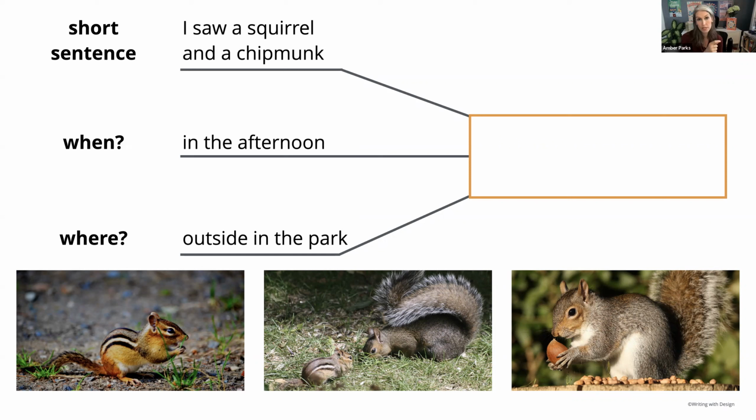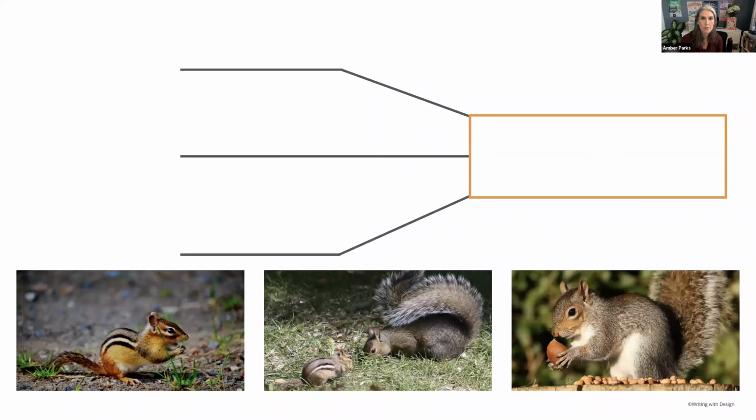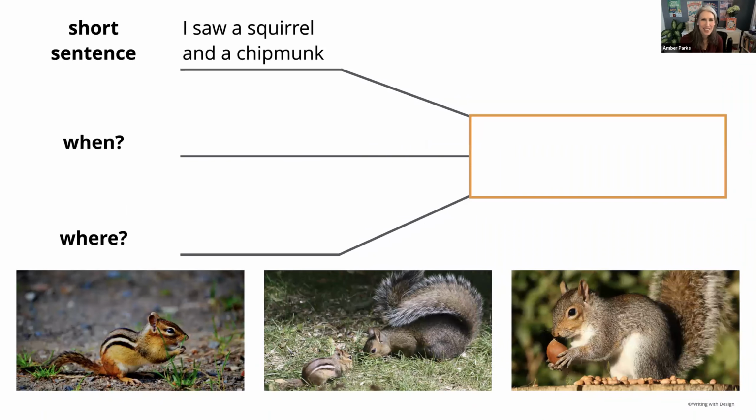You could use what we did with the sentence scramble and have these 3 phrases now on little strips of paper and work on arranging them. I thought there would be a version that popped up, but what you can do over in that orange box is to think about what version would flow really well, or what are all the different setups that would work for this. So we could say just down the line, I saw a squirrel and a chipmunk in the afternoon outside in the park. Or I can start at the bottom and go up.